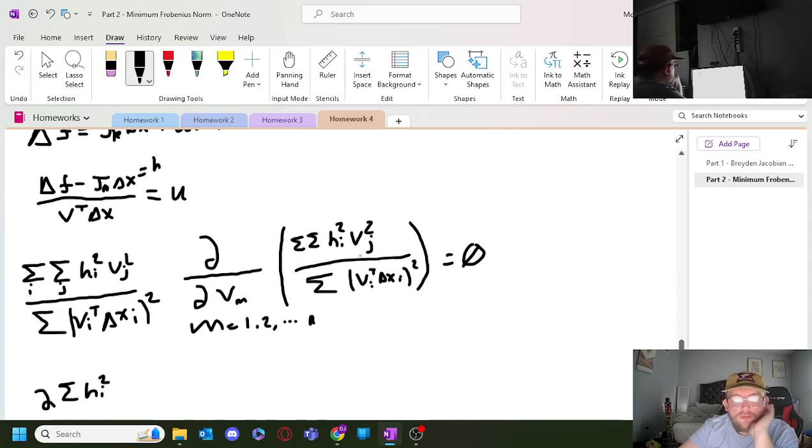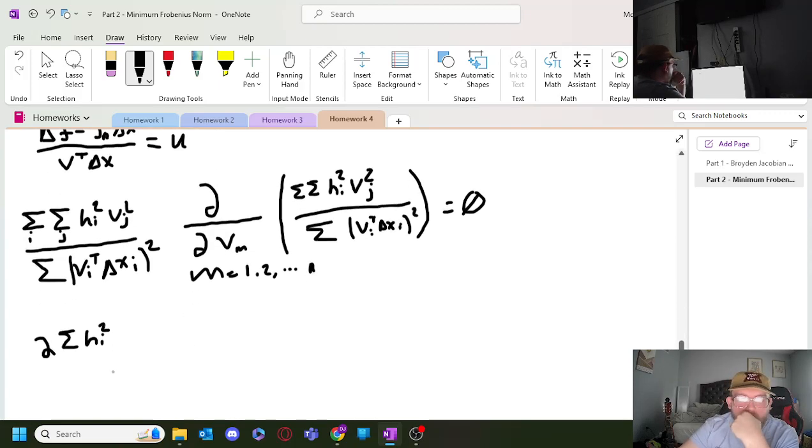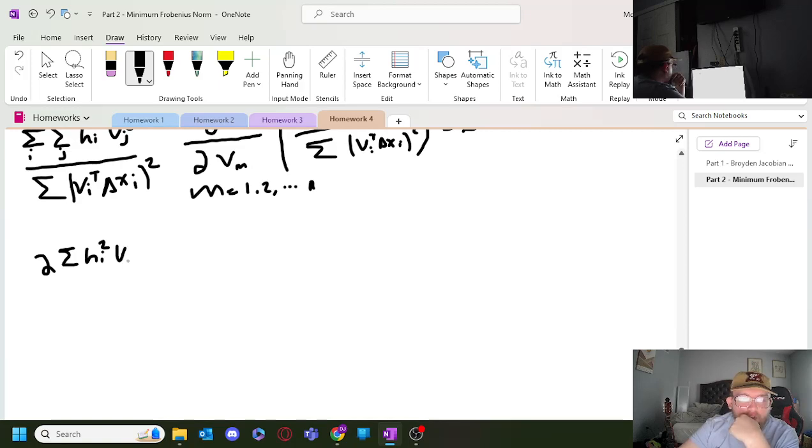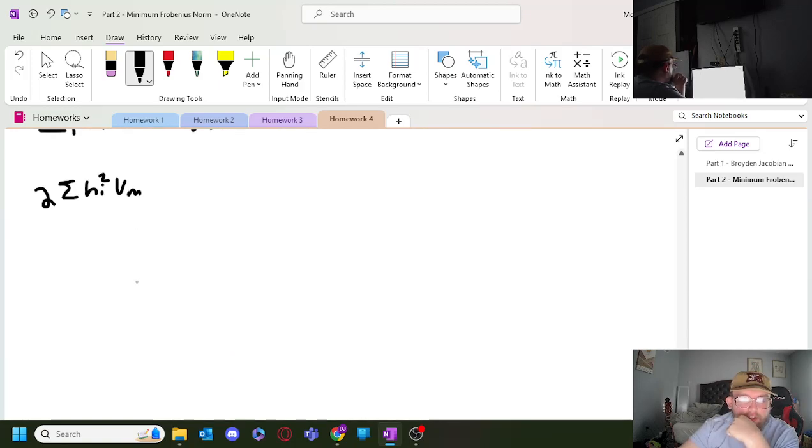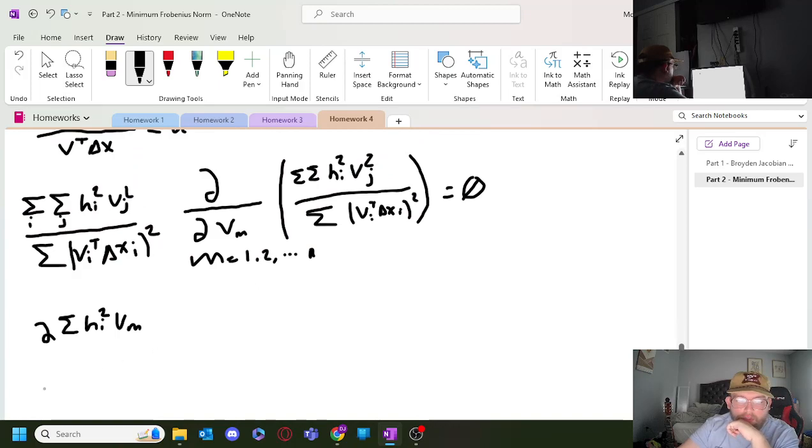Squared. And then, based on the power rule, that now becomes Vm to 1. Then we also got the sum of V squared delta xi squared in the bottom. Now we got to differentiate the bottom part.